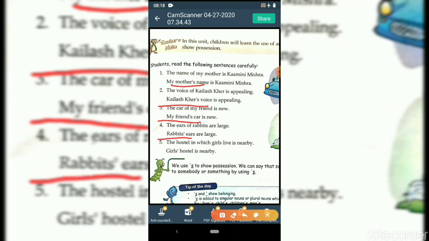But now you need to keep this in mind, that where there is a plural noun, the apostrophe comes after s. Any word ending with s, you need to keep in mind that the apostrophe will come after s. And in a singular noun, it will come before s. You need to remember this: if your noun is plural and has an s at the end, then the apostrophe sign will come after s, but if the noun is singular, the apostrophe sign will come before s. For words with s at the end, remember that the apostrophe sign will come after the s.